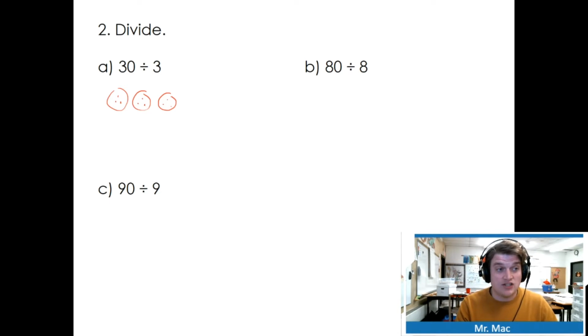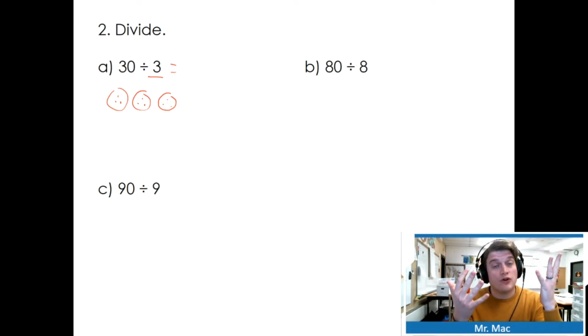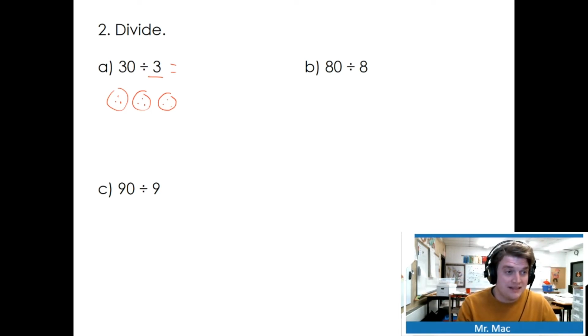Our second strategy would be to skip count by 3s. Again, we could do this, it just takes a little time. 3, 6, 9, 12, 15, 18, 21, 24, 27, 30. Our quotient, our answer, would be 10. I'm hoping you're starting to notice a pattern. Go ahead and finish this page.